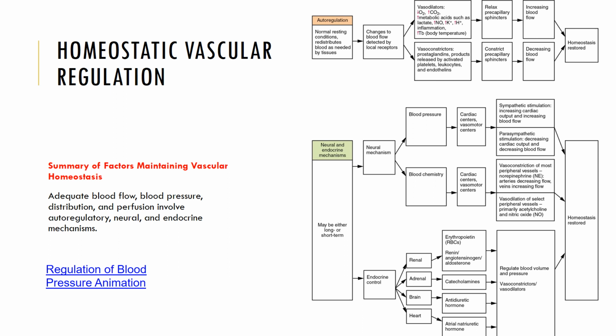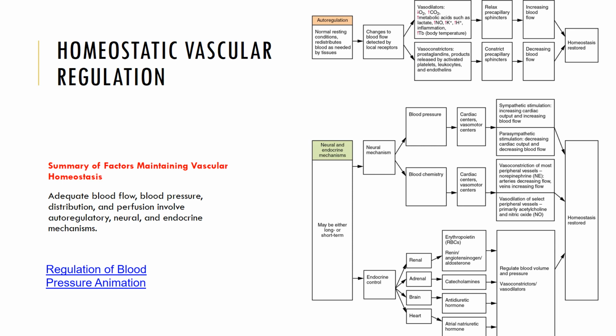This slide shows a summary of the factors maintaining vascular homeostasis, and it goes over adequate blood flow, blood pressure distribution, perfusion involving autoregulatory, neural, and endocrine mechanisms.